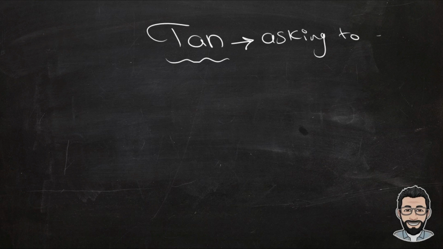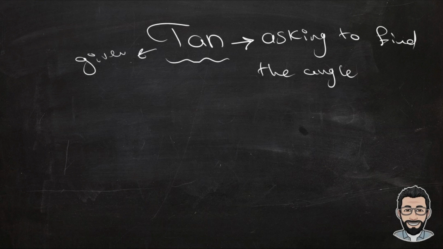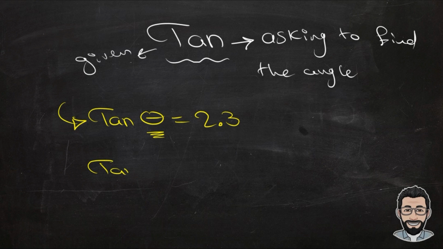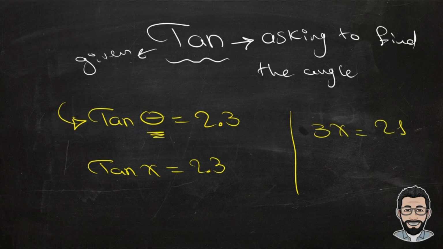The third case that I'm going to ask you is to find the angle, and this is given. For example, tan theta equals 2.3. Can you find theta in this case? Like tan x equals 2.3. You studied if I have here 3x equals 21, what are you going to do?